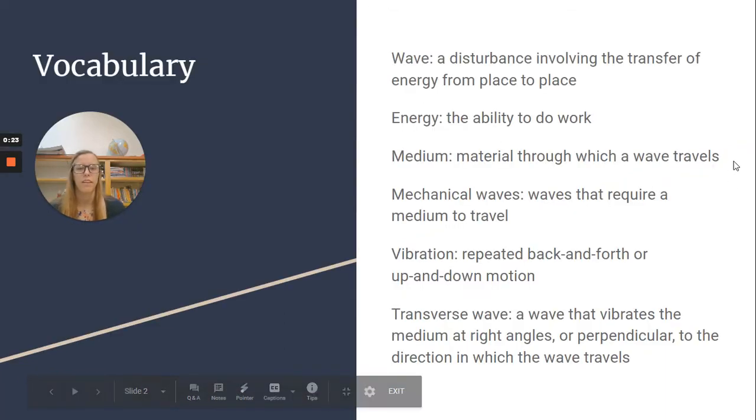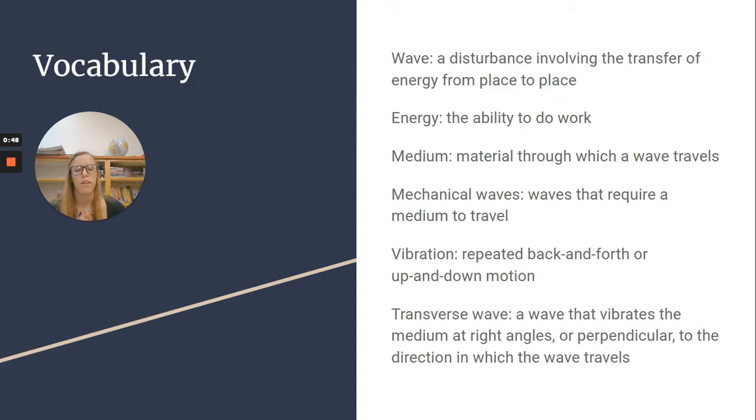So we have our vocabulary. Wave is a disturbance involving the transfer of energy from place to place. Energy is the ability to do work. Medium is material through which a wave travels. Mechanical waves are waves that require a medium to travel. Vibration is a repeated back and forth or up and down motion.